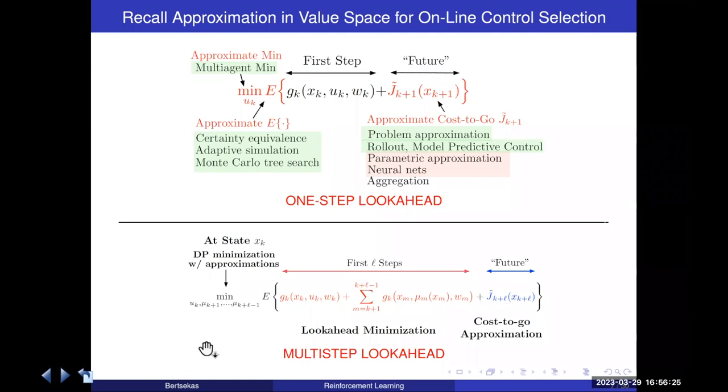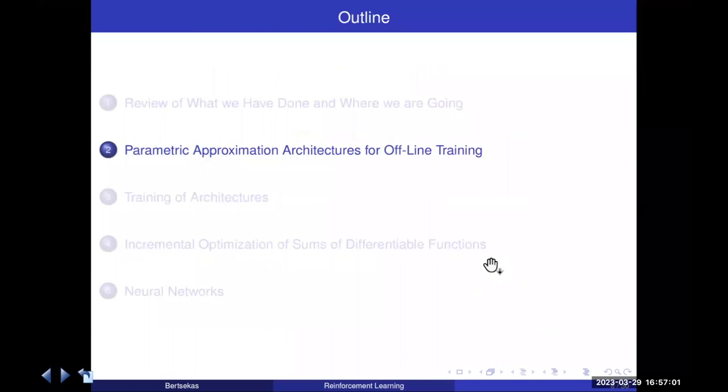And the key idea of multi-step look ahead is that it enhances the starting point of the Newton step and brings it closer to the sweet spot of Newton's method that gives you very good performance. In practice, multi-step look ahead nearly always works better than one step look ahead, but the computational requirements are more substantial. And that's the basic trade-off. So now we're going to go into this pink stuff, parametric approximation architectures for offline training.